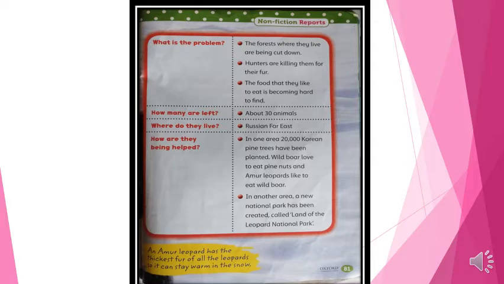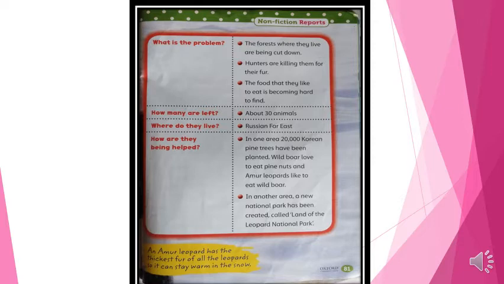Of course, the answer is no. We shouldn't kill animals ruthlessly. It's cruelty. If you are killing animals to eat, that is okay, but if you kill animals for fun, that is totally wrong. So most of the armor leopards are being killed for their expensive fur.